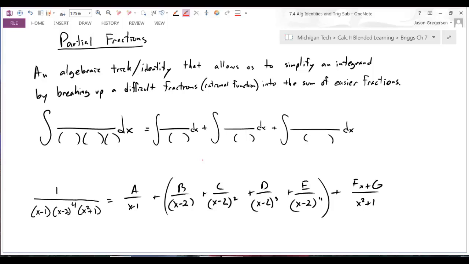If we have a repeated case, x minus 2 raised to some power, we have to have each individual piece for every power. We have to have x minus 2, x minus 2 squared, x minus 2 cubed, x minus 2 to the fourth. We have to have one for each of those. But the numerator is just a constant for each. And then, of course, the irreducible quadratic. For the irreducible quadratic, we put a linear term in the numerator. It's some constant times x plus some constant.